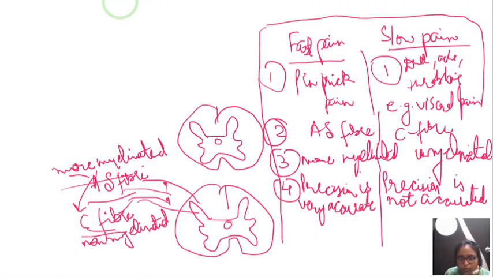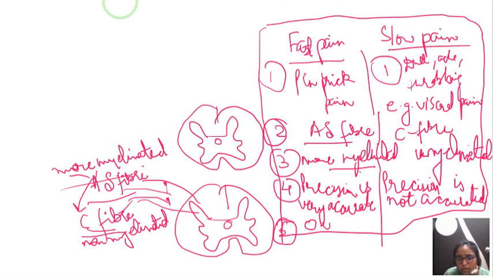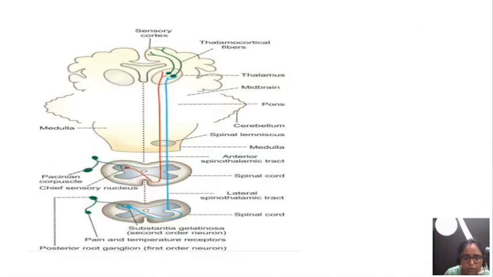Otherwise, your tract follows the same procedure. One more point I want to add here: the fast pain is carried by your A delta fibers, which are more myelinated, so the fast pain will reach the brain in very few seconds, around 0.1 second. The slow pain takes some time to reach the brain; it is not as fast as your fast pain. So these are the differences, and I can show you the picture of the lateral spinothalamic tract.